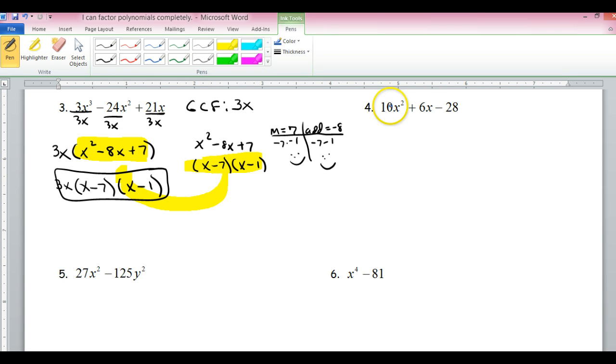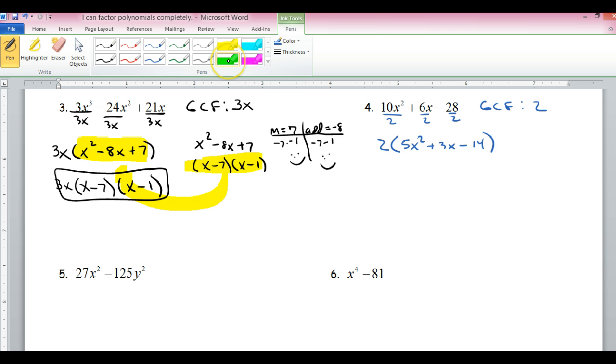Next one. I look at 10x squared, 6x, and 28 and look for the greatest common factor. That greatest common factor is going to be 2. So I factor out 2. Does every term have an x? No. So when I factor out the 2, I divide each term by 2, and I end up with 5x squared plus 3x minus 14.